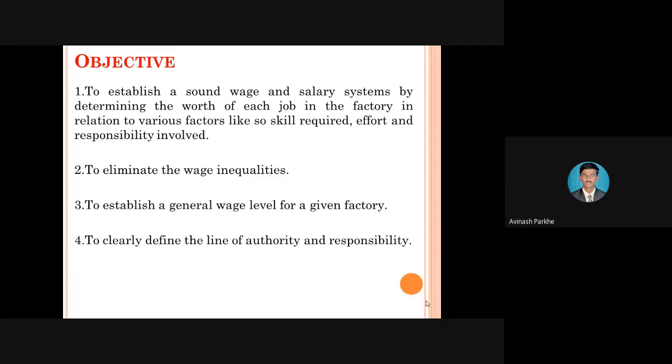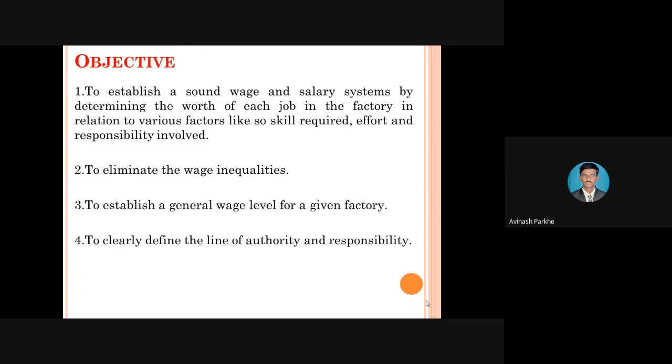Now we'll discuss the objectives. There are so many objectives. One by one we'll discuss the job evaluation objectives. The first is to establish a sound wage and salary system by determining the worth of each job in the factory in relation to various factors like skill required, efforts, and responsibilities involved. This is an important objective which is related to the wages and the salary system.